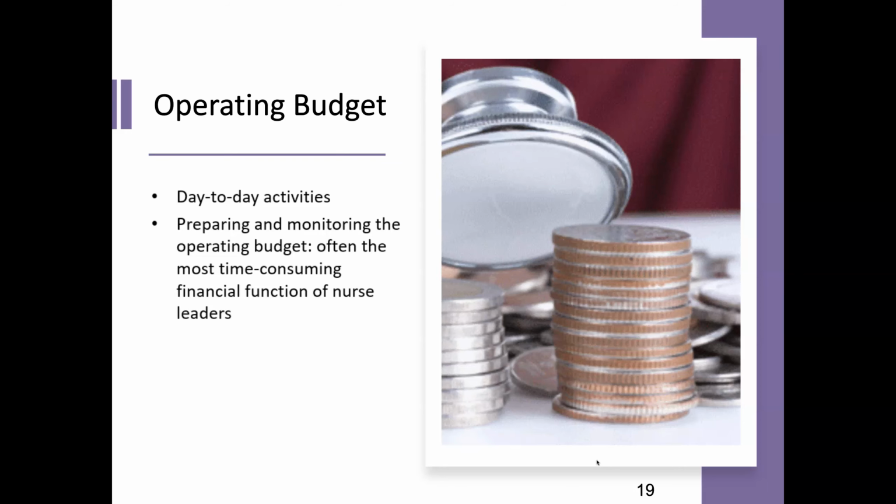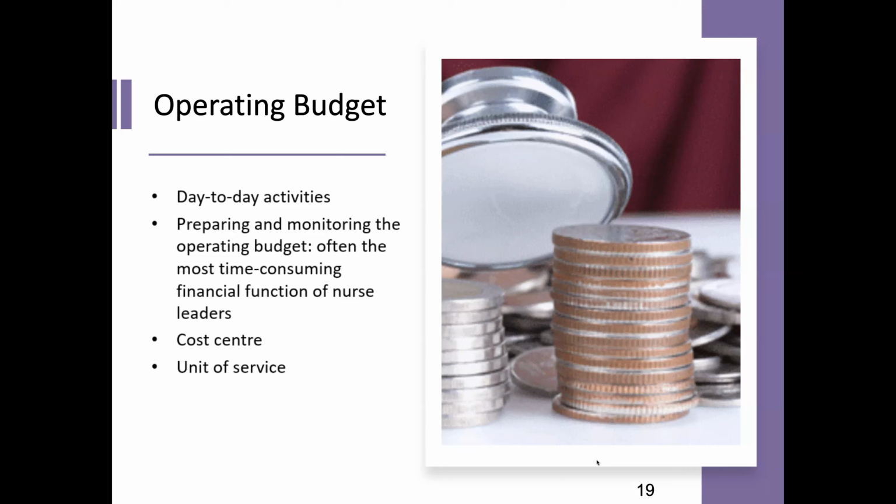Preparing and monitoring the operating budget, particularly the expenditure portion, can be a time-consuming job. The expenditure part of the operating budget consists of a labor budget and a supply and expense budget for each cost center. A cost center is an organizational unit for which costs can be identified and managed. The labor budget is the largest part of the operating budget for most nursing units.